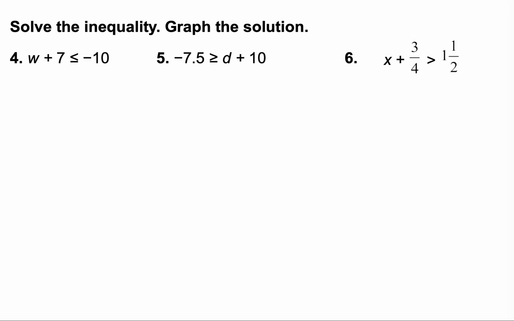Okay, here are 3 more to try on your own. Go ahead and pause the video and try them, solve and graph. Okay, let's check our answers.